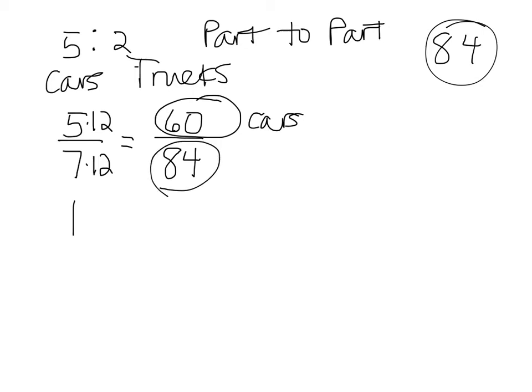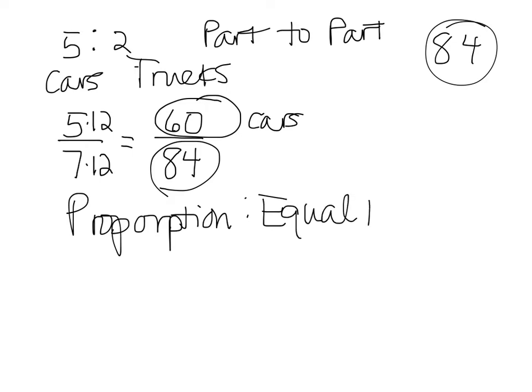This is an example of a proportion. Proportions are equal ratios, which really ends up being just the same idea as equal fractions. I can do this because if I'm multiplying the top and the bottom by the same number, I'm really multiplying by 12 over 12, which is equal to 1. So 60 out of 84 is just a different number for 5/7. They represent the same quantity.